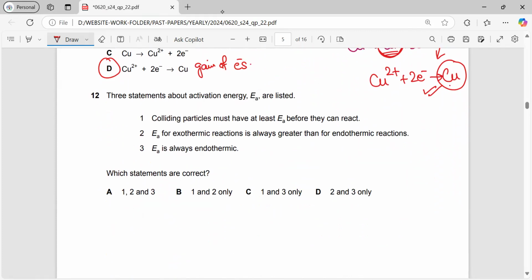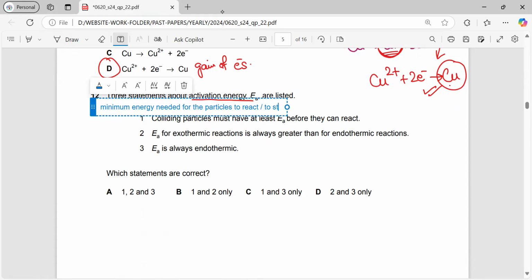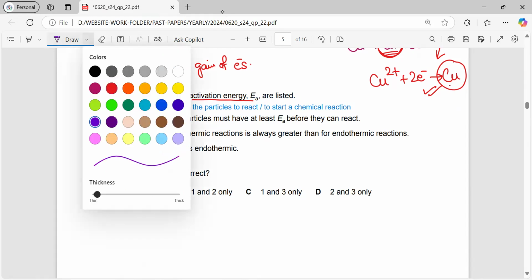Next question. Three statements about activation energy are listed. Which statement is correct? Now, what is activation energy? Activation energy is the minimum energy needed for the particles to react, or you can say to start a chemical reaction. So activation energy is the minimum amount of energy which is needed by the particles to react or to start a chemical reaction. So let's see if the statements about activation energy are correct.